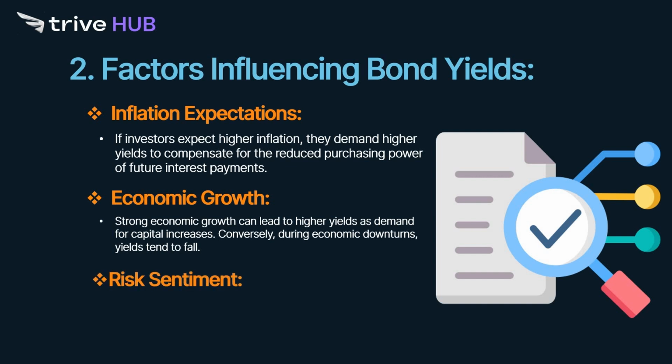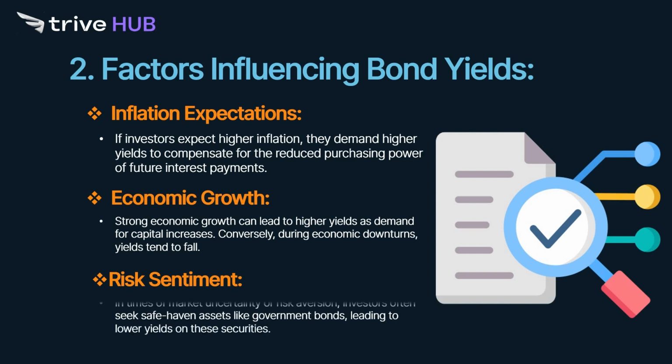The third factor is central bank policies. Central banks influence bond yields through their monetary policy decisions such as setting interest rates and conducting open market operations. Rate cuts or rate hikes are one part of it. And market sentiments and risk aversion. During periods of economic uncertainty or market stress, investors seek safe haven assets like government bonds, driving yields lower. In risk-on environments, investors are more willing to take risk, which can lead to higher yields.